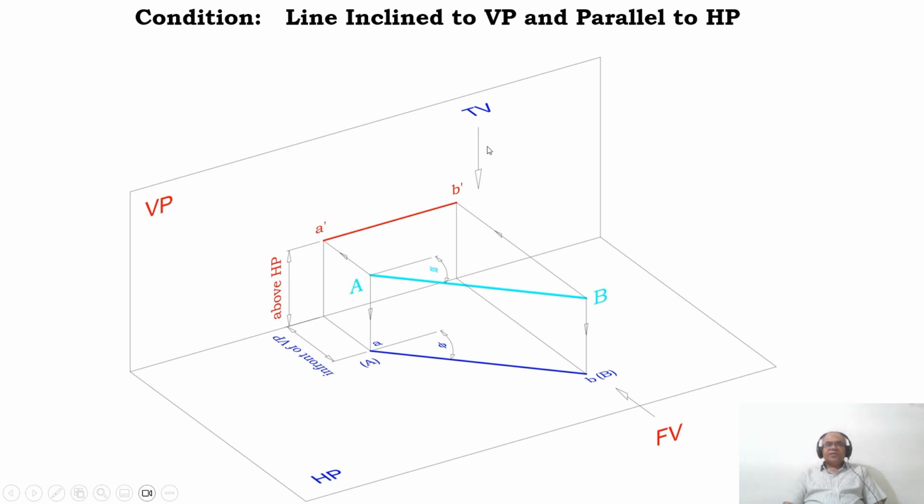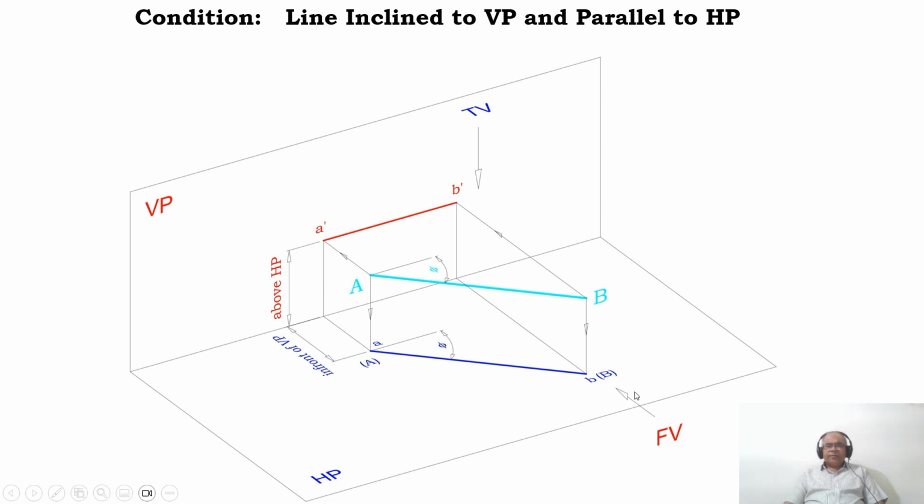Now, this is how I can say the line is inclined to VP and parallel to HP. The next concept is how to identify the true length. What is true length? True length is nothing but the actual length. If the line is 100 mm, then in the view also you should get 100 mm. You should get the 100 mm either in the front view, where it is A dash B dash, or in the top view, where it is AB.